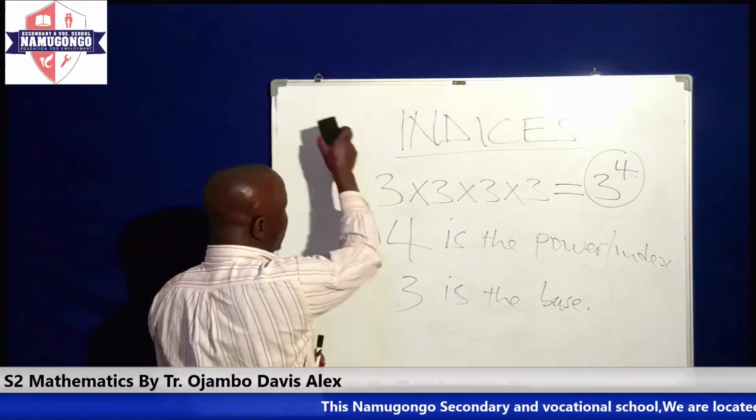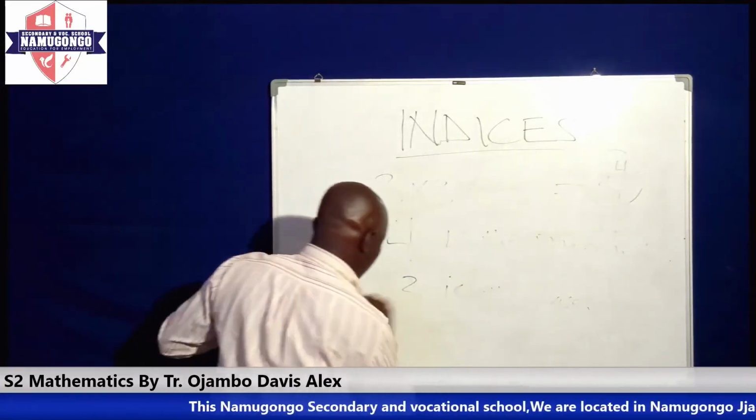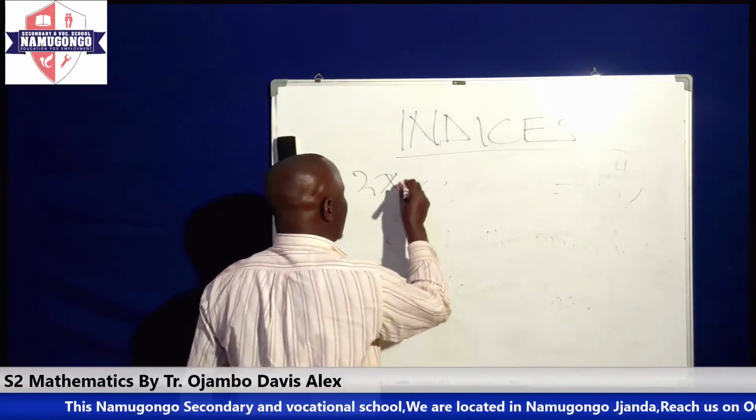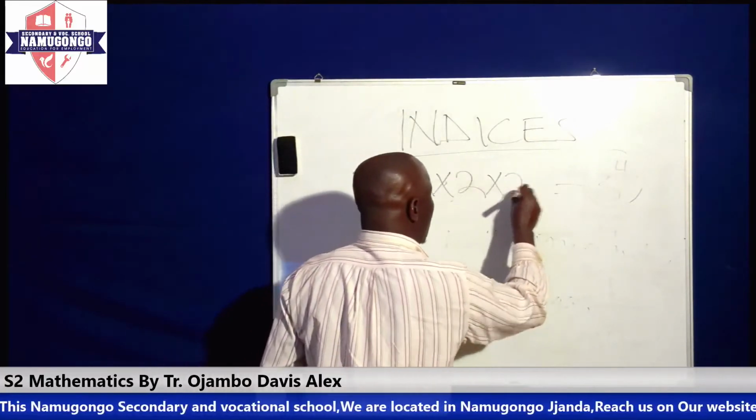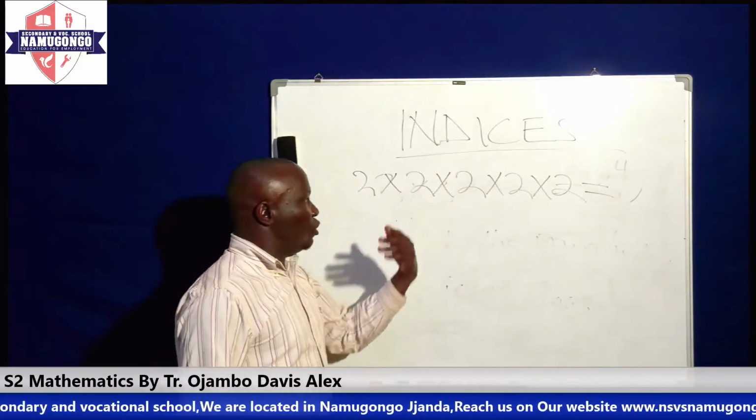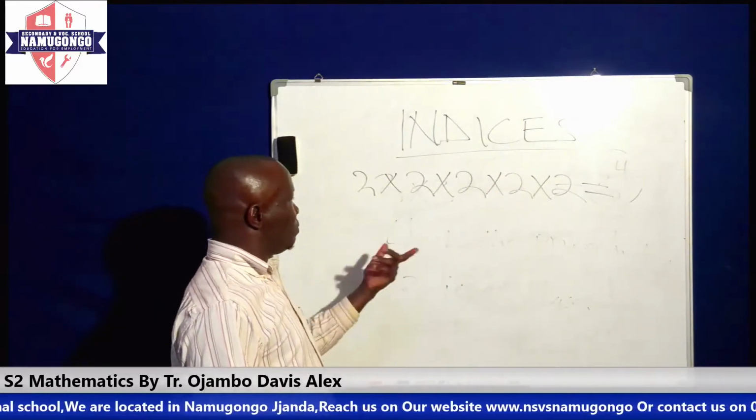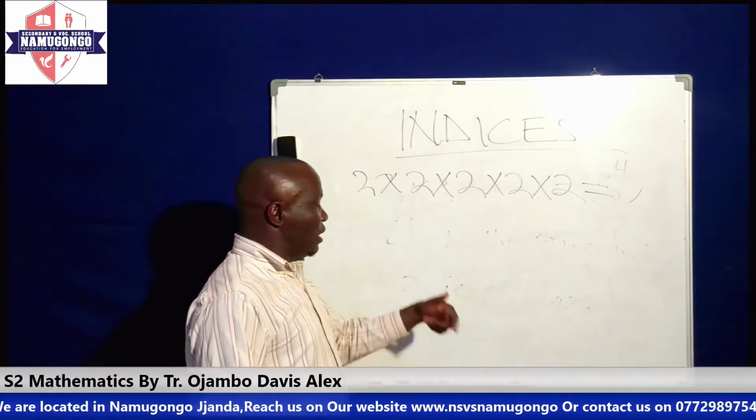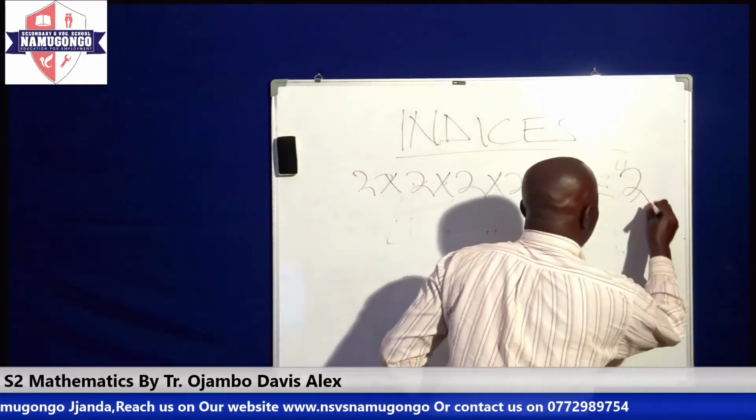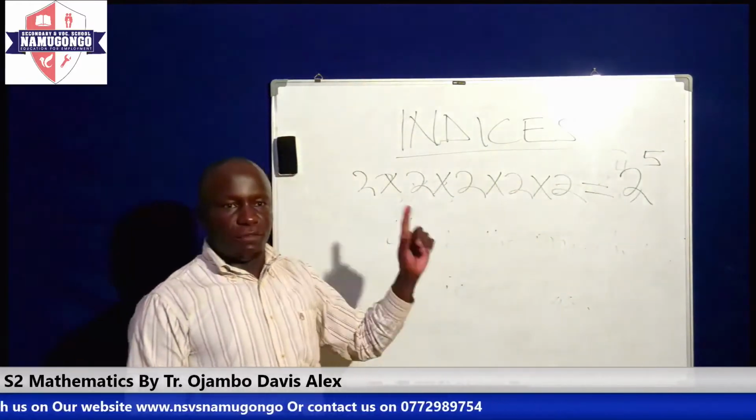We can also have other expressions like 2 multiplied by 2, multiplied by 2, multiplied by 2, multiplied by 2. From here you can count the number of times 2 has been multiplied by itself. If we count 1, 2, 3, 4, 5, it means that 2 has been multiplied by itself 5 times. The number of times 2 has been multiplied by itself is what we call the power. In index form, this is written as 2 raised to the power of 5, where 2 is the base and 5 is the power.